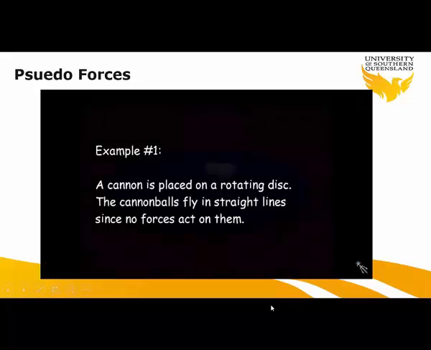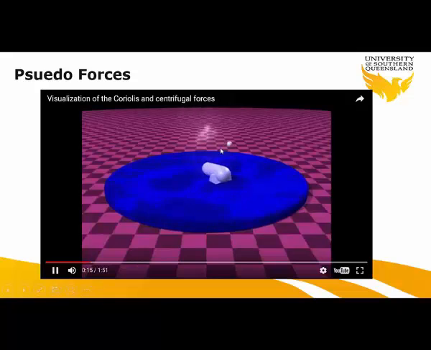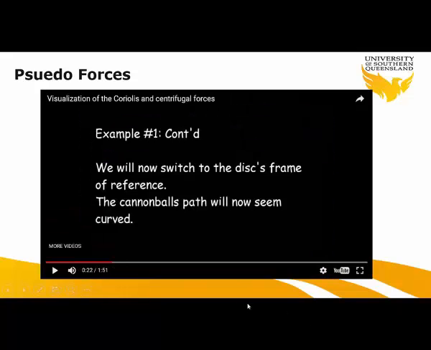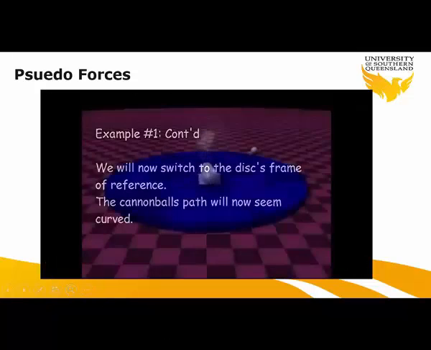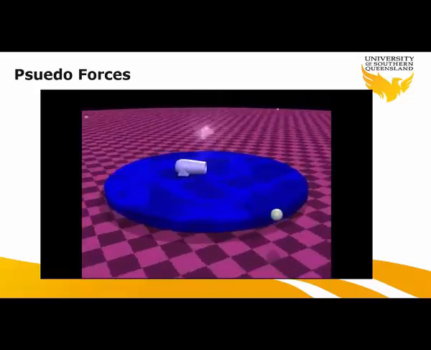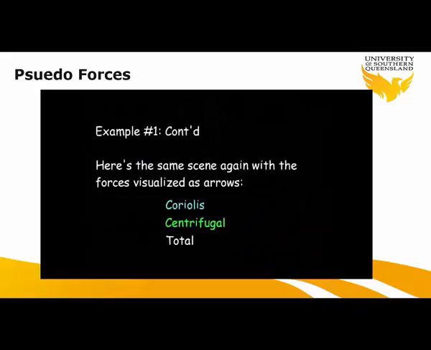So let's have a look. You can see the cannonballs are going straight since there is no force. Now we will switch to the disc's frame of reference. Then you will see the cannonball path will seem to be curved. Let's have a look. So the two frames are moving with respect to each other. You can see they are no longer a straight line. They look like a curve.